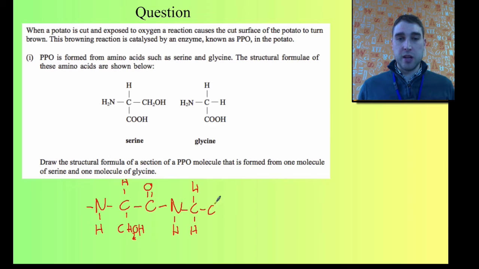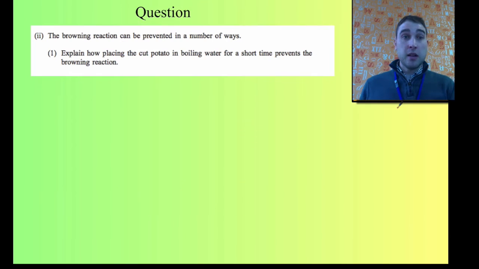And then we need to draw our carboxylic acid group to O, and then that will bond to the next amino acid. The next part of the question says, the browning reaction can be prevented in a number of ways. Explain how placing cut potato in boiling water for a short time prevents the browning reaction.